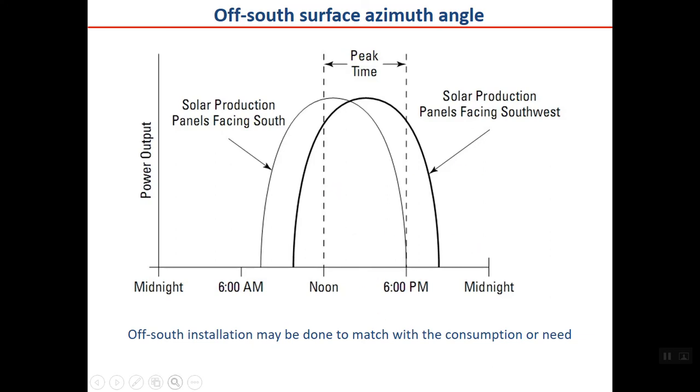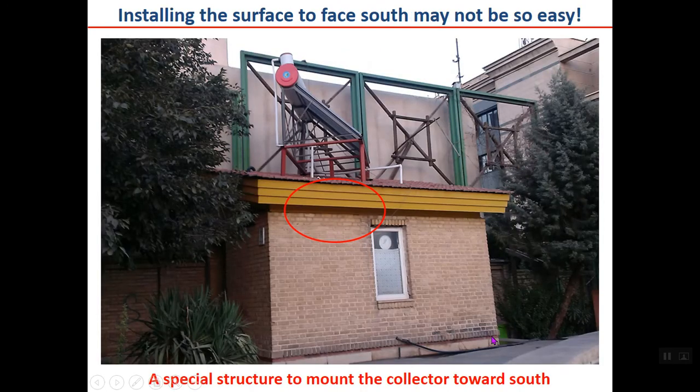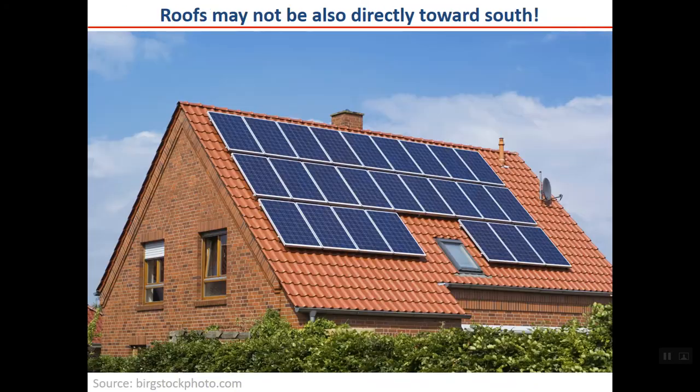In some cases, off-south installation may be done to match the consumption or need. Or in some cases, it may be difficult to place the panel exactly towards south. For example, this is a solar water heater, and you can see that such a complex structure is needed just to place the panel toward the south. Anyone may not desire to build such a complex structure.